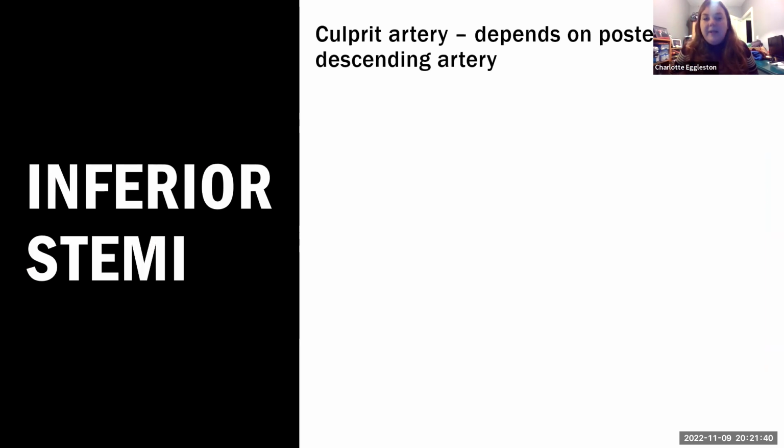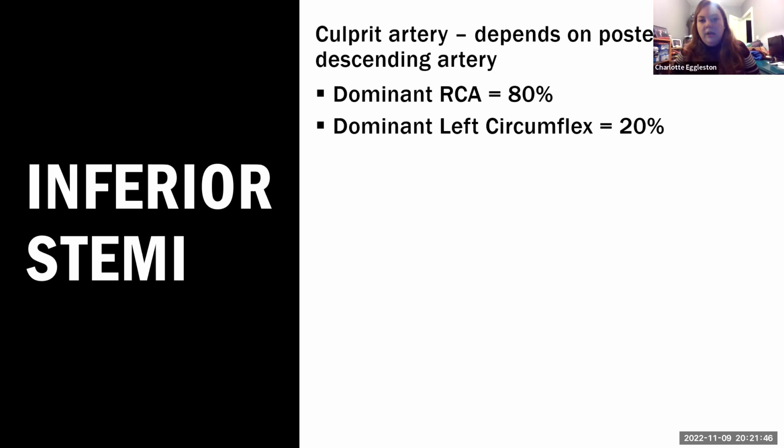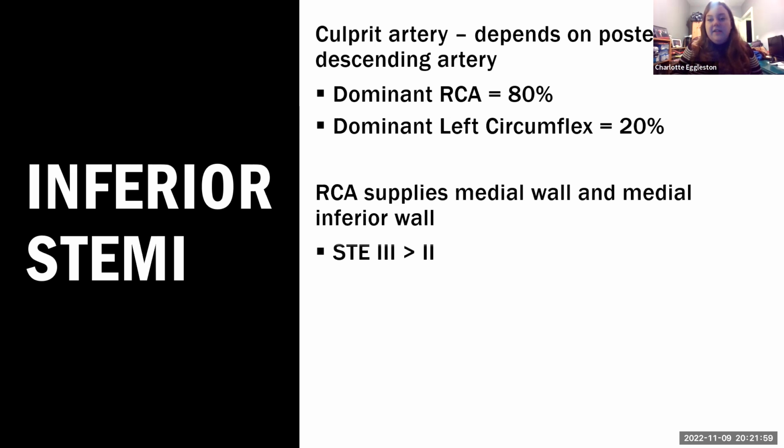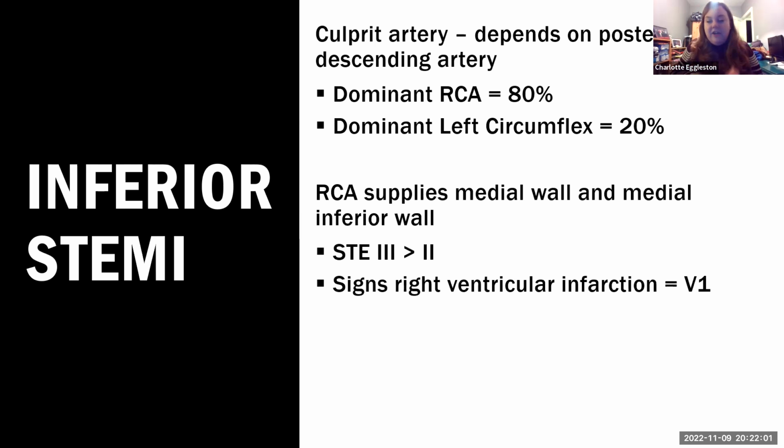It'll be a different artery, again, depending on what supplies that posterior descending artery. For most people, it'll be the right coronary artery. With that, we tend to see signs particularly in lead 3, because it's coming from the right, lead 3 tends to be more affected. So you tend to get bigger ST elevation in lead 3 compared to lead 2, because it's coming from the right, so it affects that side more.